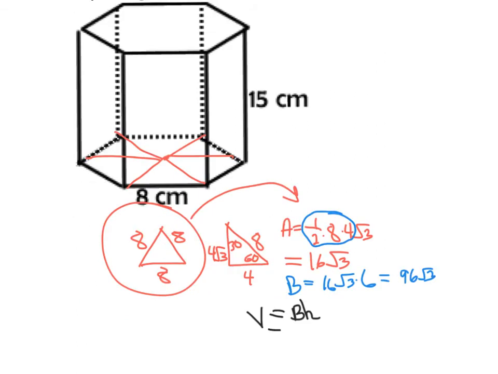Finally, the volume is the area of the base times the height, so that's 96 radical 3 multiplied by a height of 15. So multiplying that together, 96 times 15 is 1,440 radical 3, which is approximately 2,494.2 cubic centimeters.